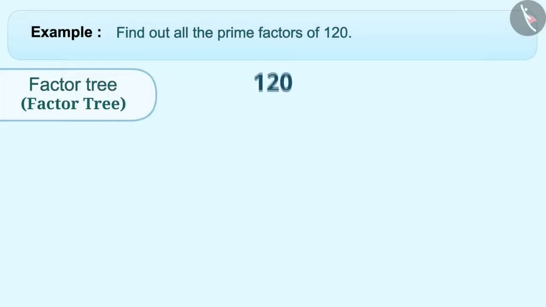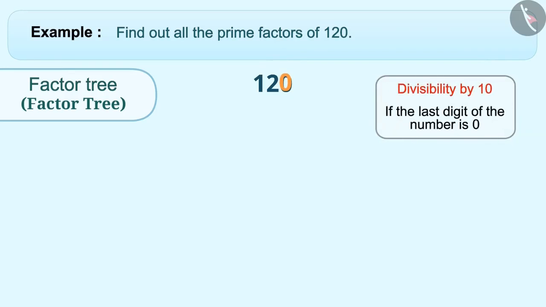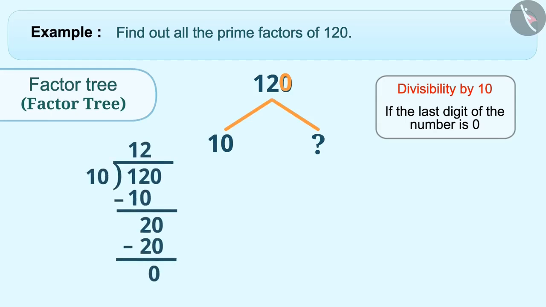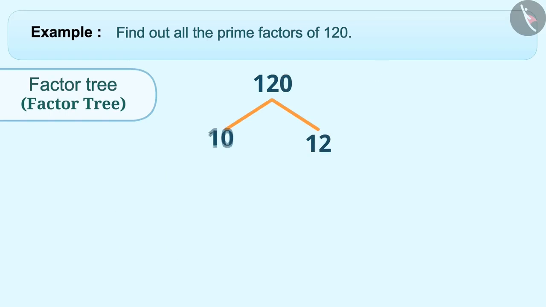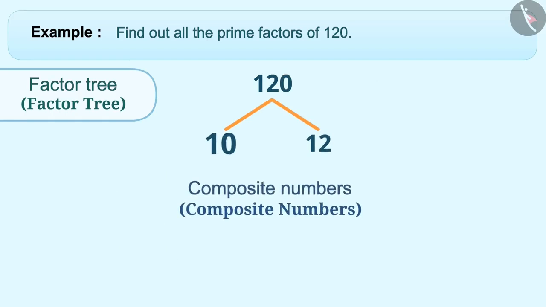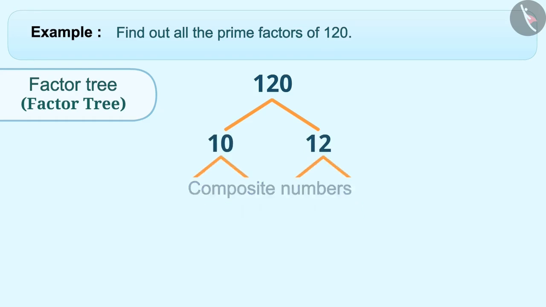Please read these rules by stopping the video. Since the end digit of number 120 is 0, this number can be divided by 10. Which means one of the numbers among factor pair of 120 is 10. To find out the second number, we divide 120 by 10. By doing so, we get the second number of the pair, which is 12. As you can see, both 10 and 12 are composite numbers. So, we can express them in their factor pairs and extend factor tree.